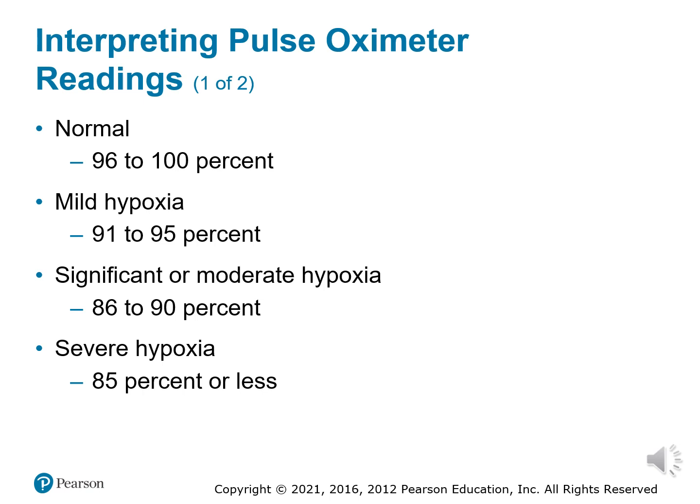So, interpreting a pulse oximeter reading. A normal reading is 96 to 100%. Mild hypoxia is 91 to 95%. Moderate or significant hypoxia is 86 to 90%, and severe hypoxia is 85% or less.